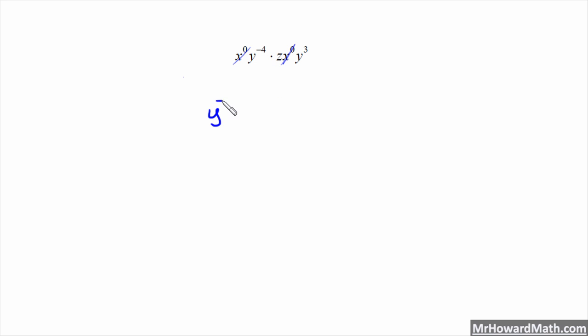So now let's write what we have left. We have a y to the negative 4 times, so that one's taken care of. We have a y cubed, that one's taken care of, and we have a z. So put those exponents together. Negative 4 plus 3 is y to the negative 1 power. And then we have the z to the first power. We don't have to write that first power there.